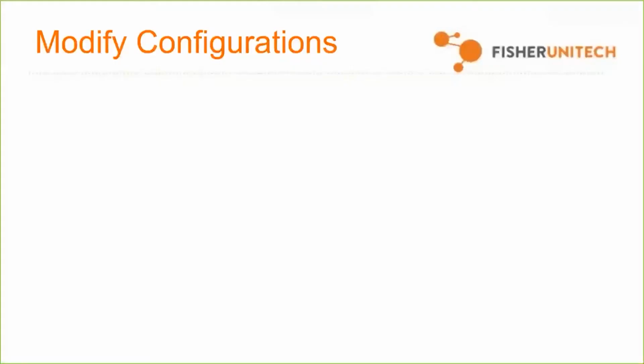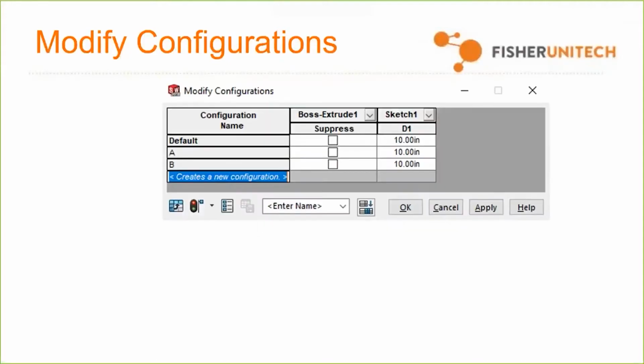Now, my personal favorite way to do manual configurations is the Modify Configurations dialog that looks like this. Now, you can access this in multiple ways. But the basic idea is you're trying to have something that's more complex than a regular manual configuration tab and less complex than a design table that lets you quickly configure something and pull in dimensions and features so that you can change their aspects. Now again, you can do this for parts and you can do it for assemblies. All right, so let's see this.